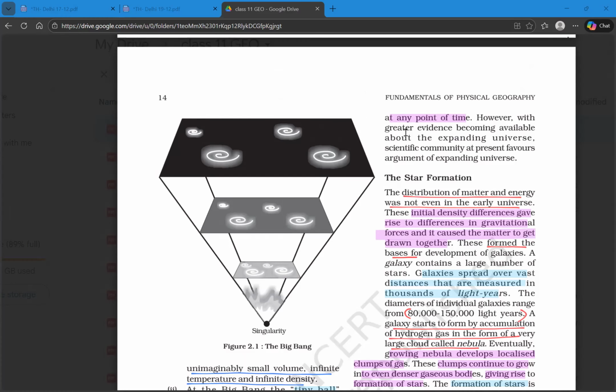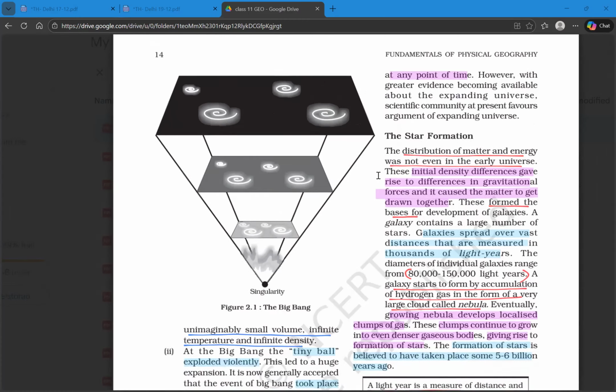However, with greater evidence becoming available about the expanding universe, the scientific community at present favors the argument of the expanding universe. So with new information and new evidence, scientists started considering the argument of the expanding universe, and they preferred it to Hoyle's concept of steady state. So this is about the Big Bang theory, which talks about the origin of the universe.